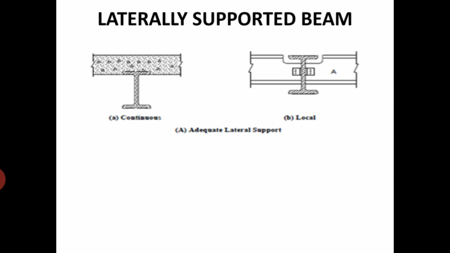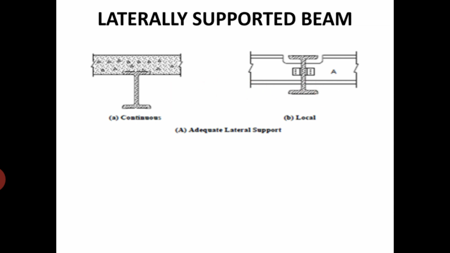Adequate lateral support. So this also gives you adequate lateral support where the compression flange is embedded in a concrete, which prevents the buckling of the beam. And here also secondary beams are provided on either side of the section, which can prevent the buckling as well as rotation. Hence we can say these are being adequately supported laterally. Hence these beams are called as laterally supported beams.